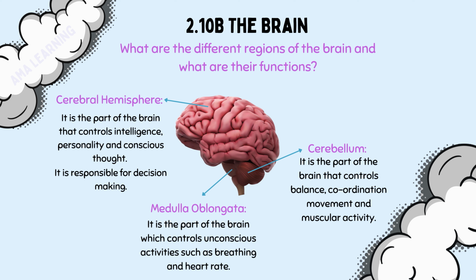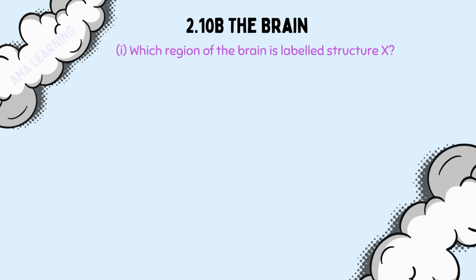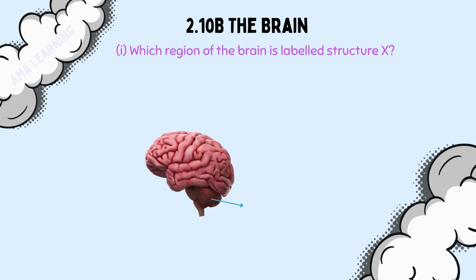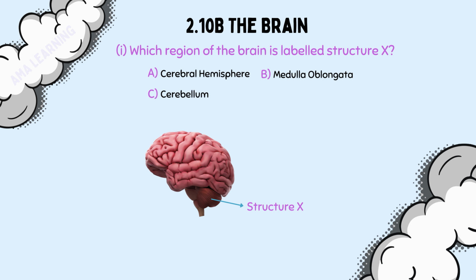As you will see on the next slide, the questions linked to specification Point 2.10 are usually 1 mark questions that simply ask you to either label or describe the function. You may get an exam question similar to this one. The easiest way to answer questions linked to this topic is to memorize how to correctly label the cerebral hemisphere, medulla oblongata and the cerebellum alongside their functions.